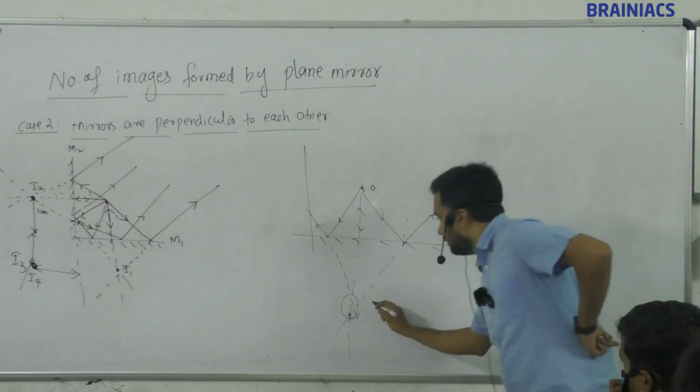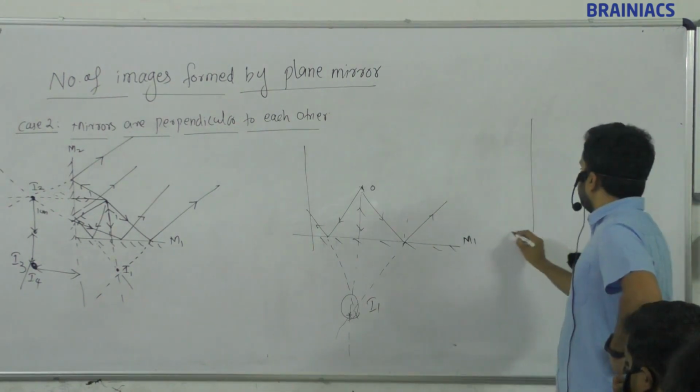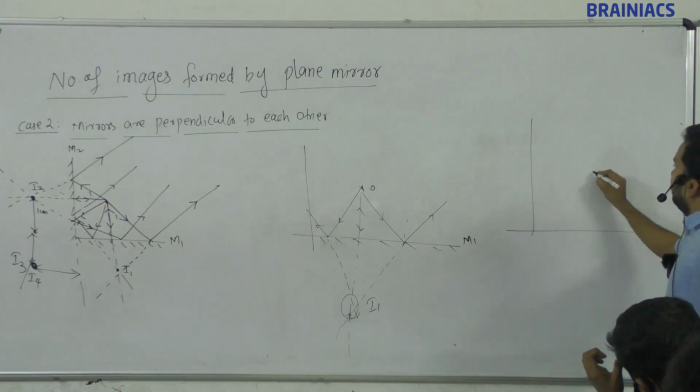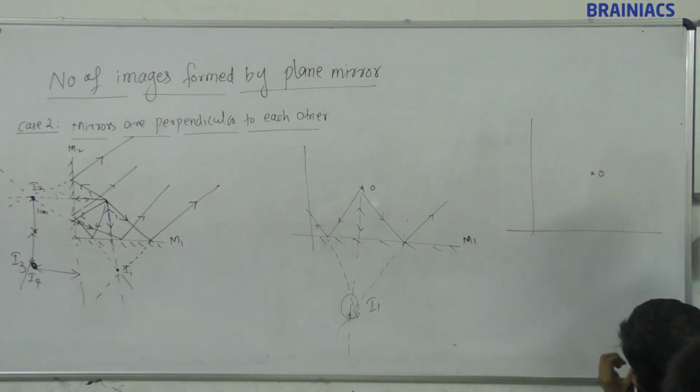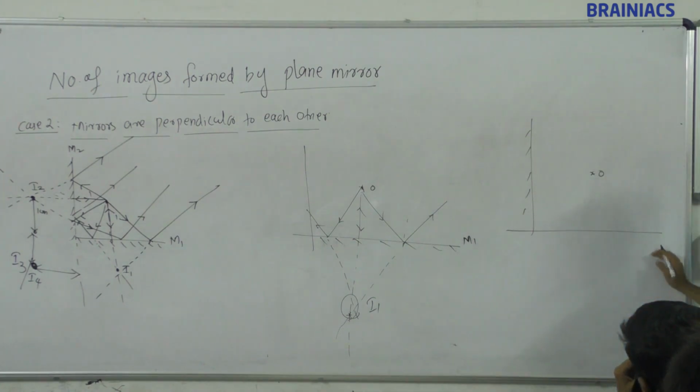This image is called I1. Now you see the other cases also. This is what I have clubbed there. Now this is an object. You look only for M2. Forget about M1. So M2.